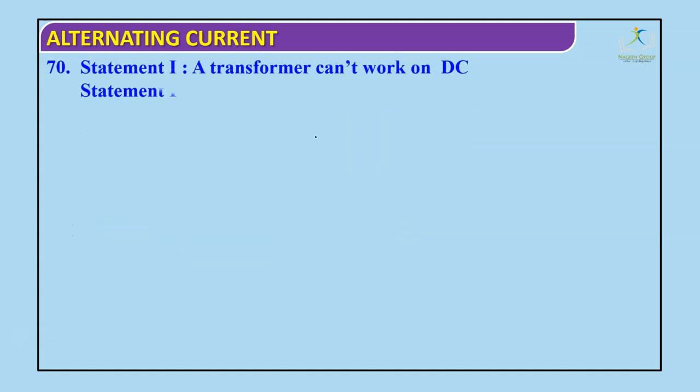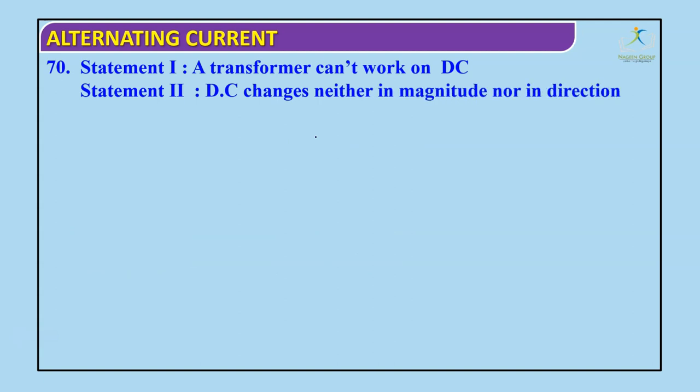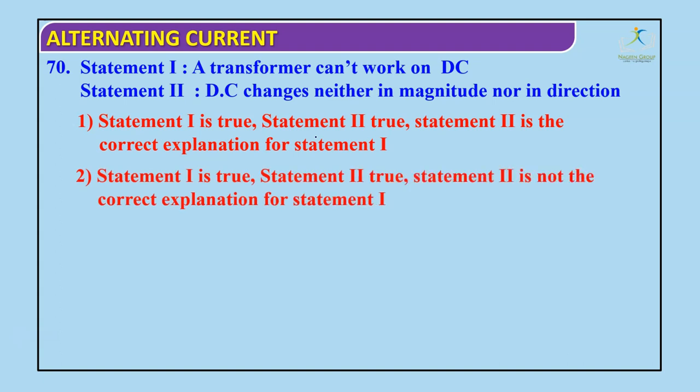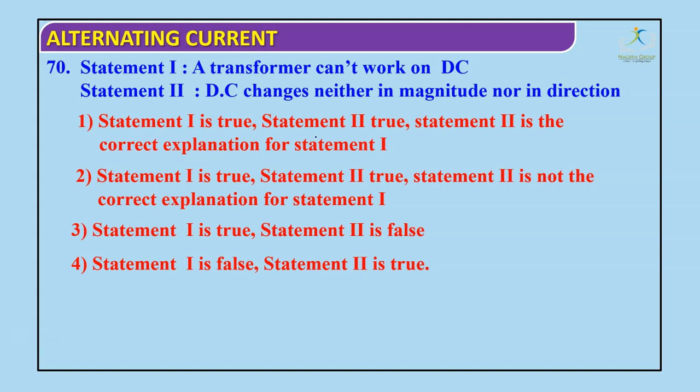Next question we have a statement. A transformer can't work on DC. DC changes neither the magnitude nor the direction. Statement 1 is true, statement second is true, statement second is the correct explanation of the first. Statement 1 is true, second is true, second is not the correct explanation of first. Statement 1 is true, statement second is false. Statement first is false, statement second is true. The correct answer for this question is statement 1 is true, statement second is true, and statement second is the correct explanation for the first.